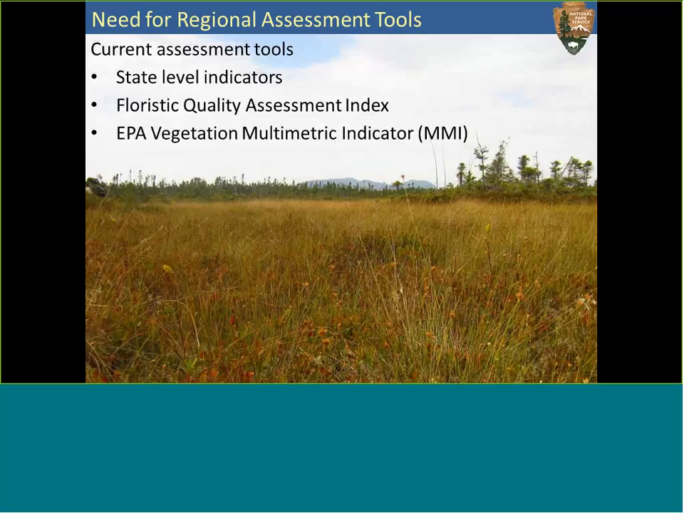And the National Vegetation MMI is a really powerful tool for assessing wetland condition using the same metrics across the U.S. They were the first to design a national MMI for wetland condition, and it's a huge achievement, and I'm not trying to take away anything from that.